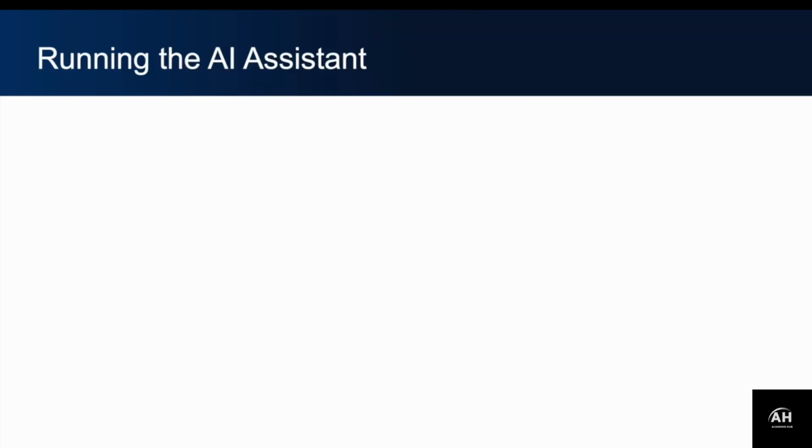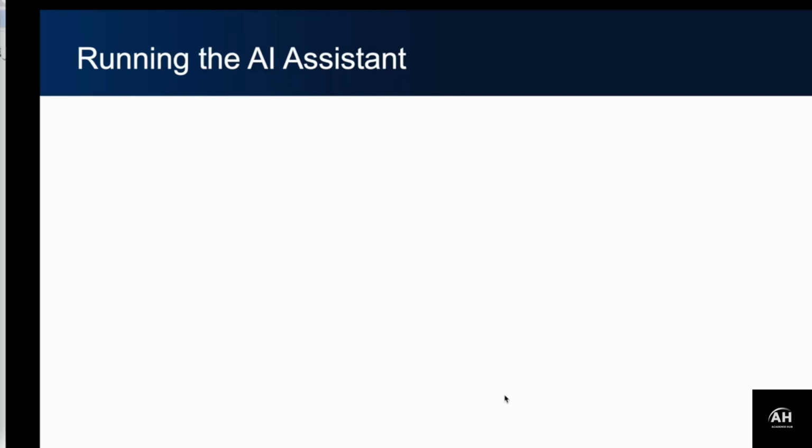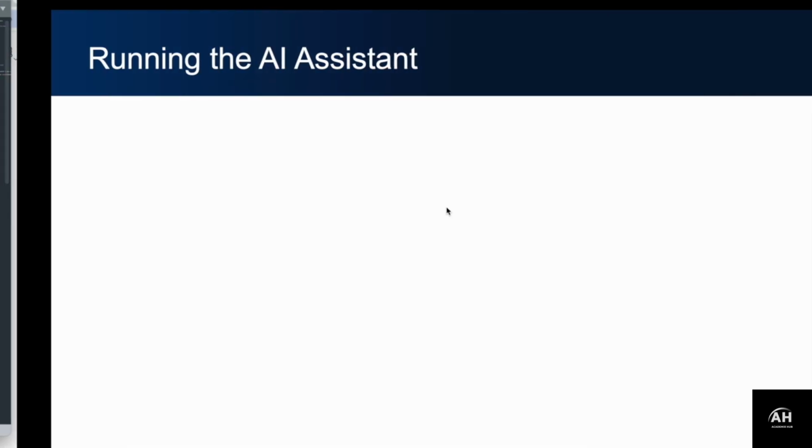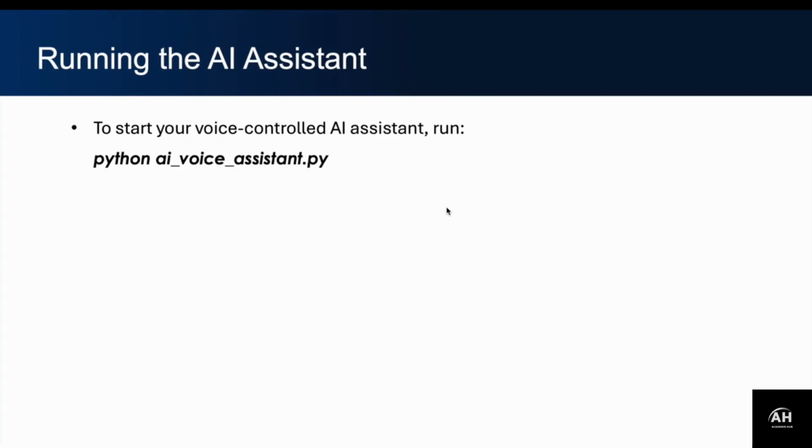Running the AI voice assistant. So just to end the climax, what we're going to do is we have already written the code. We already know how this AI assistant works. So let's go ahead and start our voice controlled AI assistant by running python ai_voice_assistant.py, the name of the file.